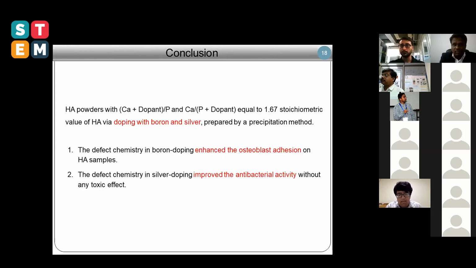So I would like to conclude my talk with a short and to-the-point remark. We fabricated hydroxyapatite with boron and silver, changing the deficiency site between calcium and phosphate, and the defect chemistry that we caused by changing the precursor site in boron doping enhanced osteoblast adhesion significantly. In the case of silver doping, we improved antibacterial activity without any toxic effect.